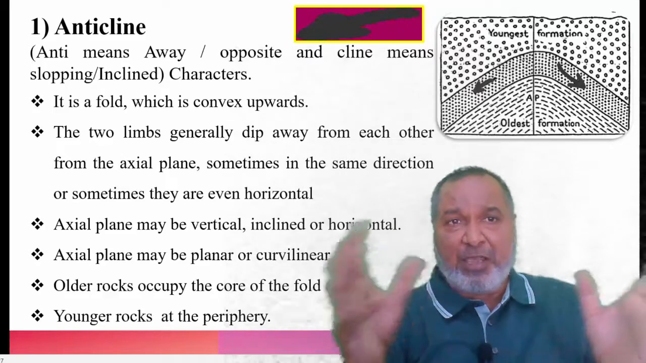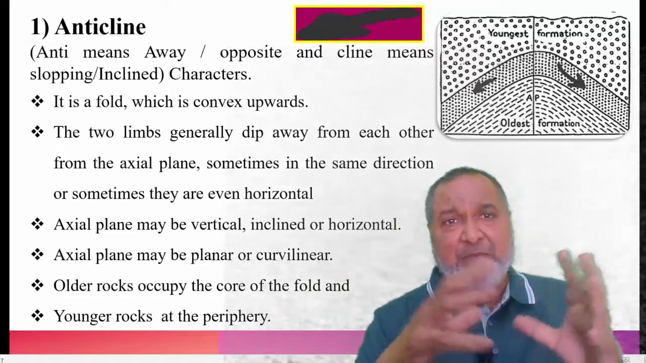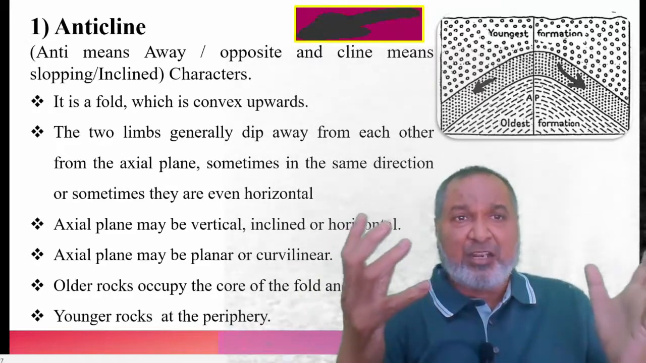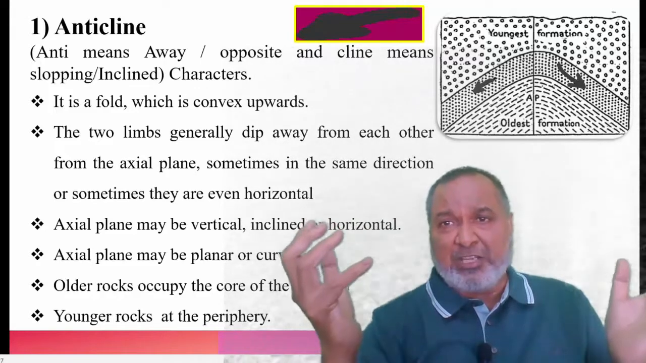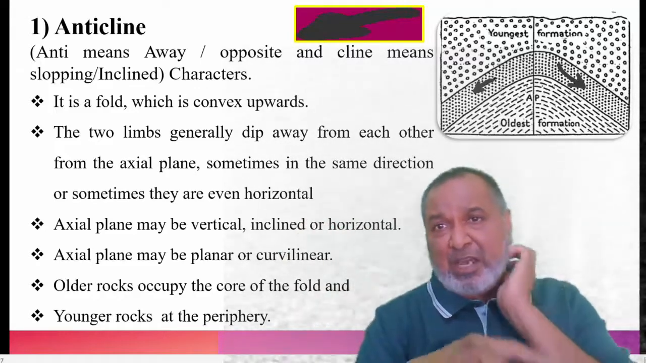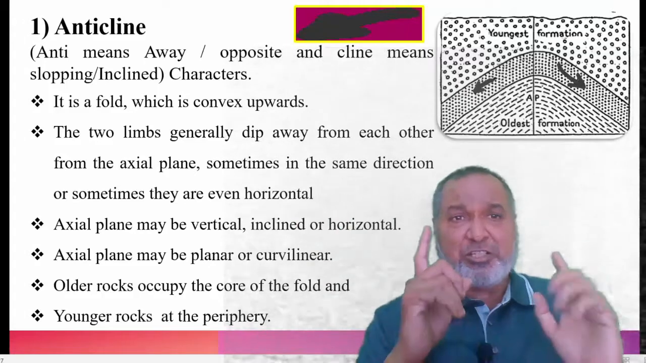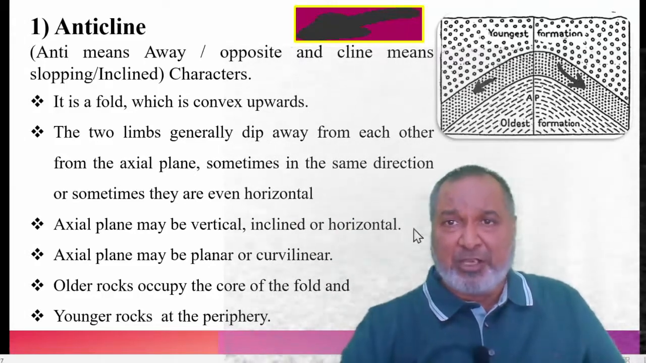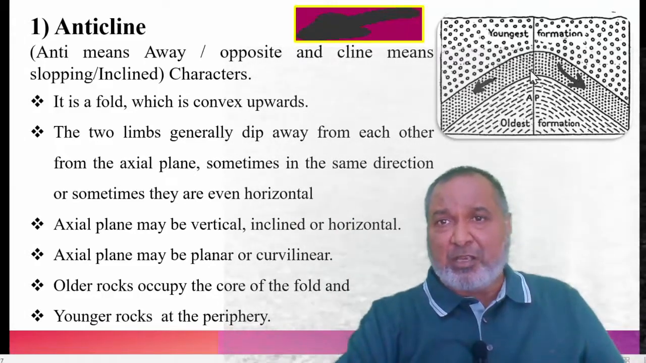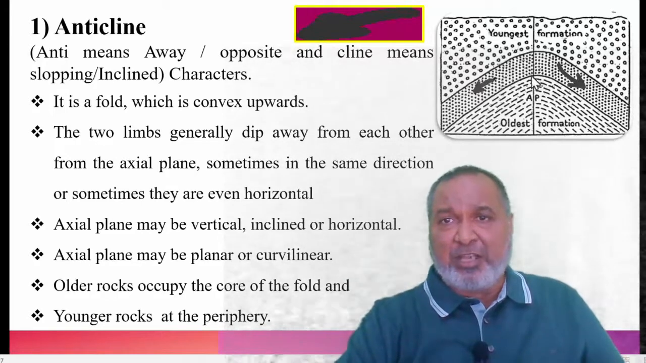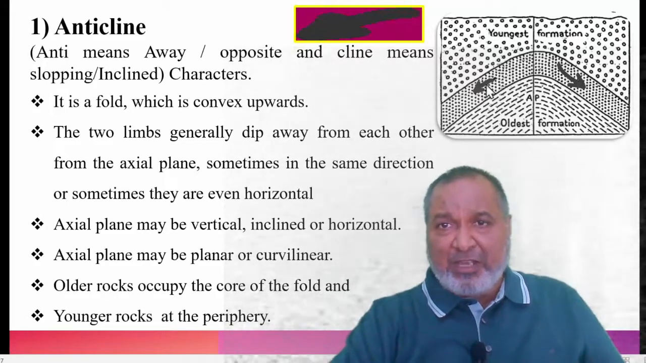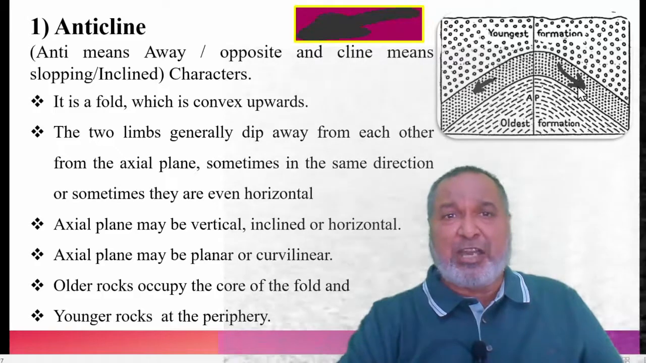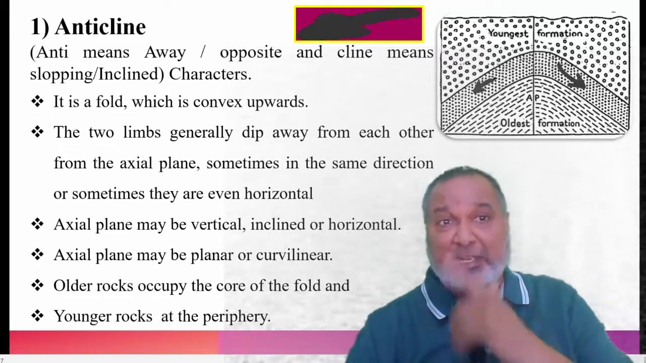Anti means opposite or away, and cline means slope or inclination. So the limbs are dipping in the opposite direction from the axial plane. In this particular diagram, this is the fold and this is your axial plane, and from this the limbs are dipping in the opposite direction. So that is called the anticline.